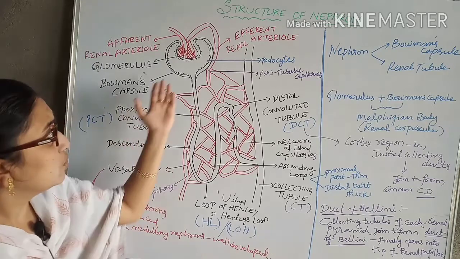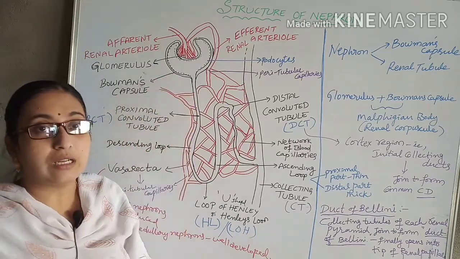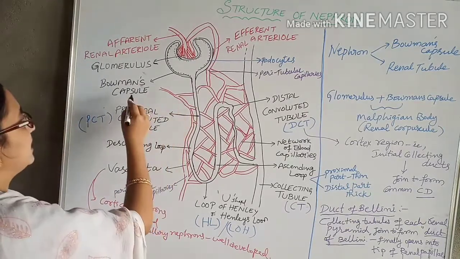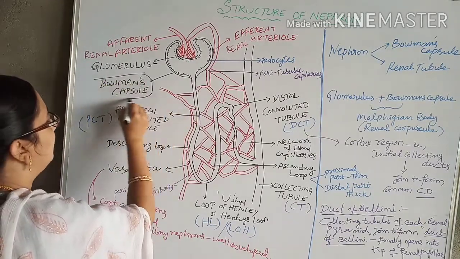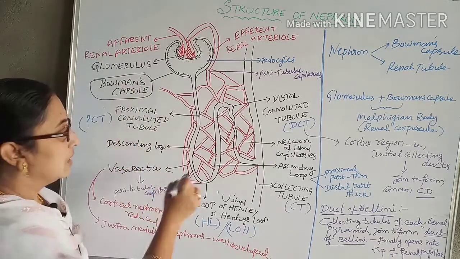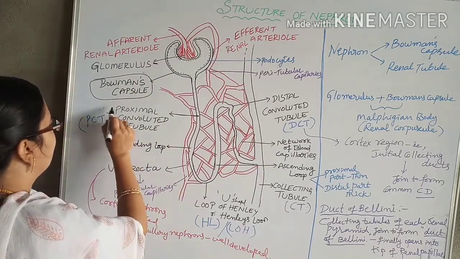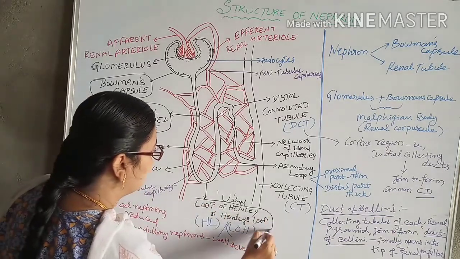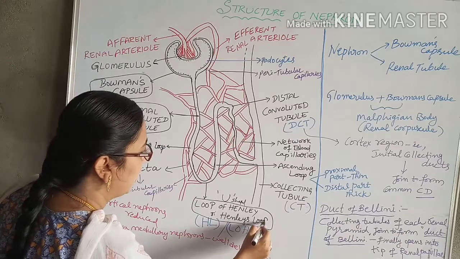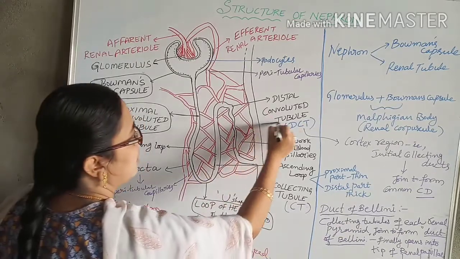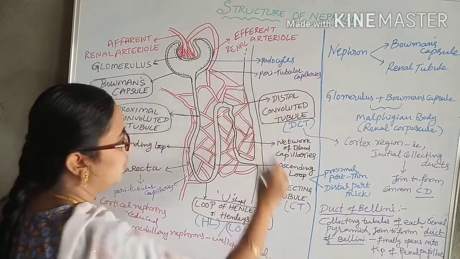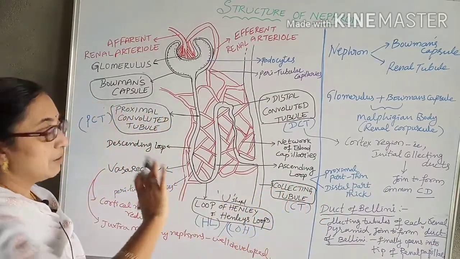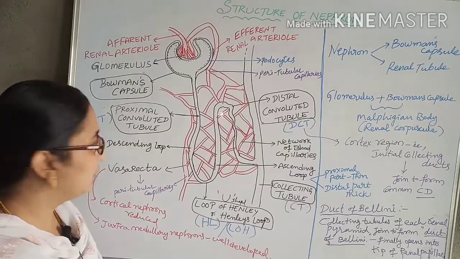Okay. So the structure of the nephron consists of mainly 5 parts, that is Bowman's capsule, next proximal convoluted tubule, next loop of Henle or Henle's loop, next one is distal convoluted tubule and collecting tubule. So these are the main parts in the structure of the nephron.